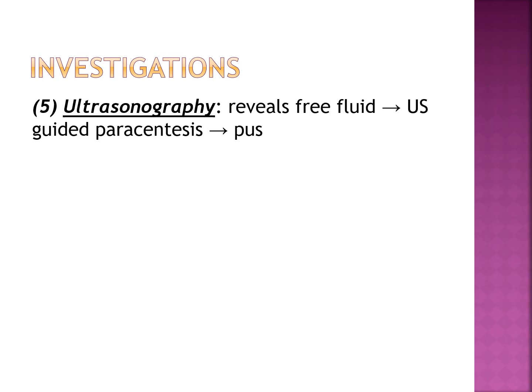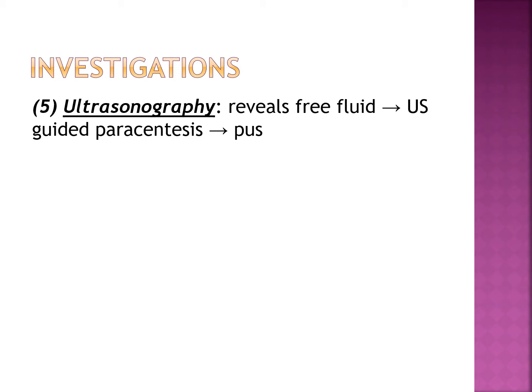Other radiological investigations might be helpful in diagnosing acute peritonitis. As you know, in a case of acute peritonitis, there is fluid accumulated in the peritoneal space. The best investigation to detect the fluid in the peritoneal cavity is ultrasonography. It is easy, cheap, widely available, and it can reveal the presence of free fluid, and ultrasound-guided aspiration or paracentesis can reveal the pus, indicating the presence of acute peritonitis.